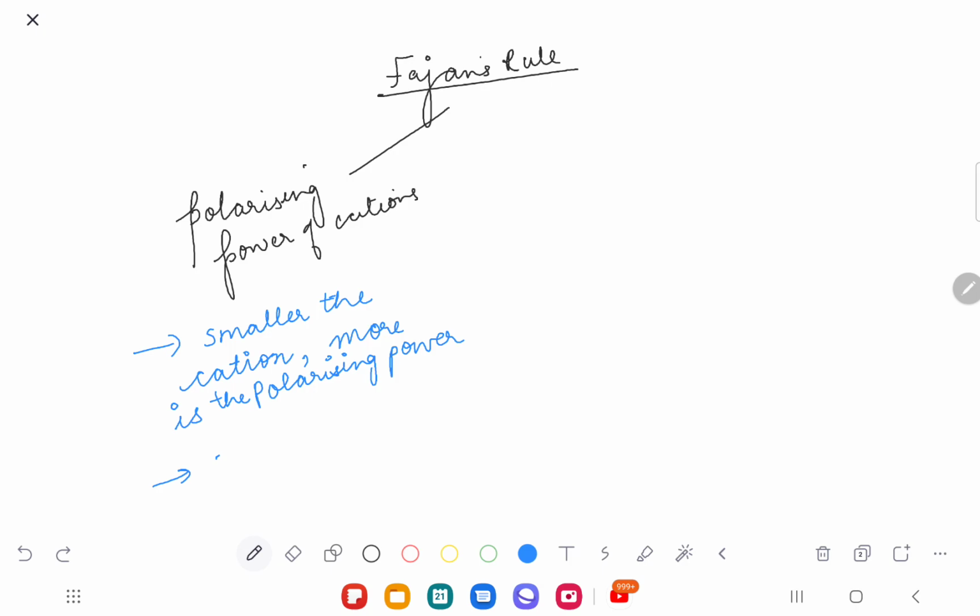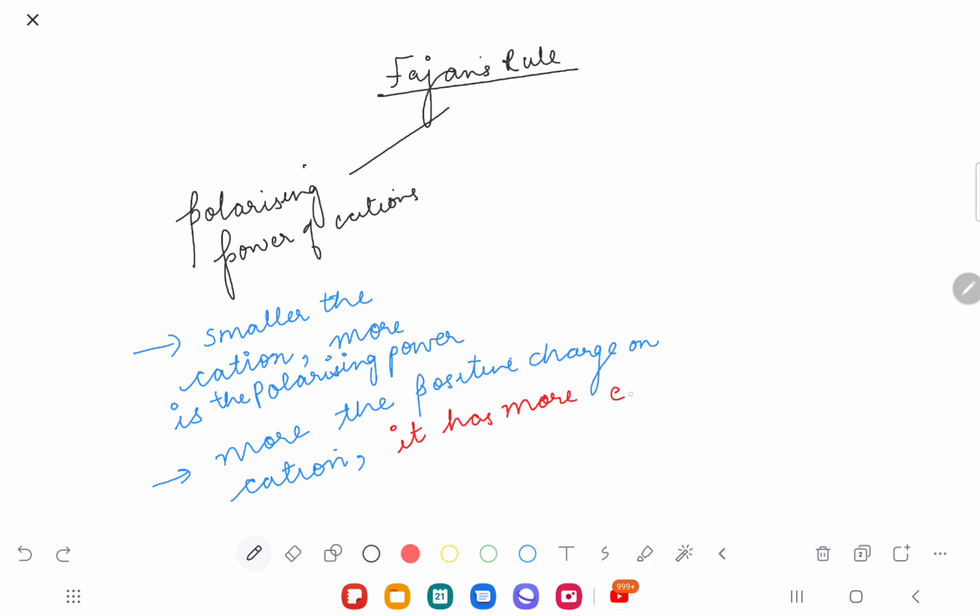Secondly, can I say more the positive charge on the cation, exactly, more the positive charge on the cation, that means it has lost more electrons. If it has lost more electrons, that would mean the size is very small. The size of the cation is small, which is why it holds its electrons even more tightly, and thereby, again, its polarizing power would be high.